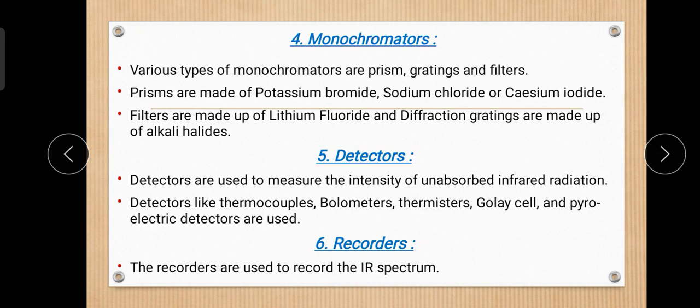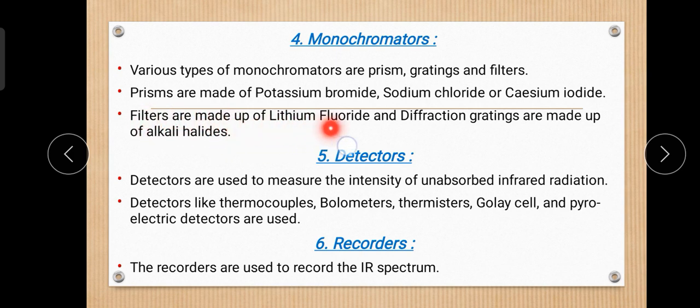Now the next important part of the IR spectrophotometer is the fourth one, that is the monochromators. Various types of monochromators are used, such as prisms, gratings, filters. The function of all of these is the same, but here we are using gratings, that is diffraction gratings. Prisms are made up of potassium bromide, sodium chloride or cesium iodide. That means these are the different materials used for the construction of prisms, and these prisms act as monochromators in an IR spectrophotometer.